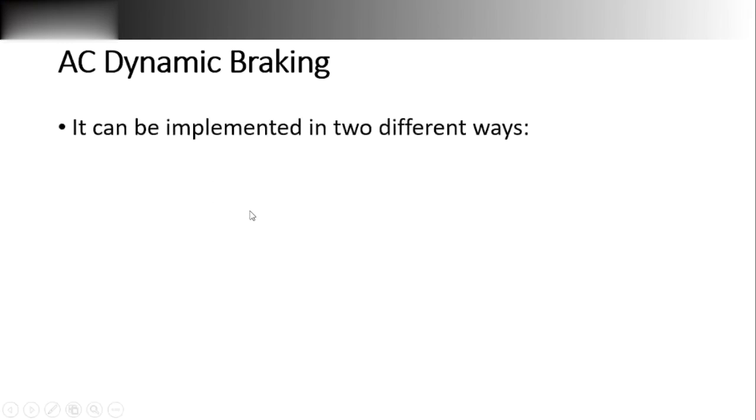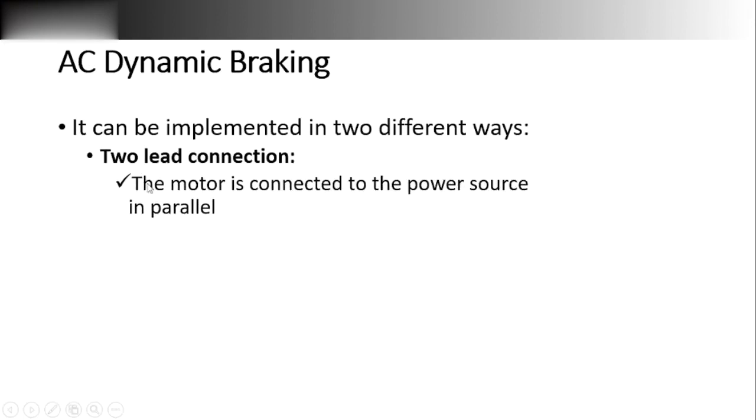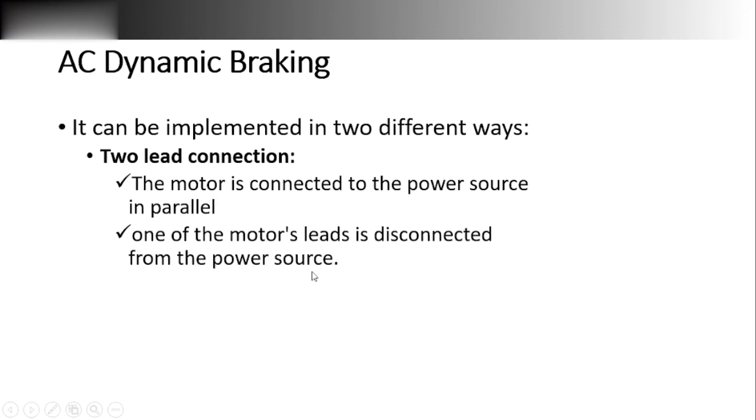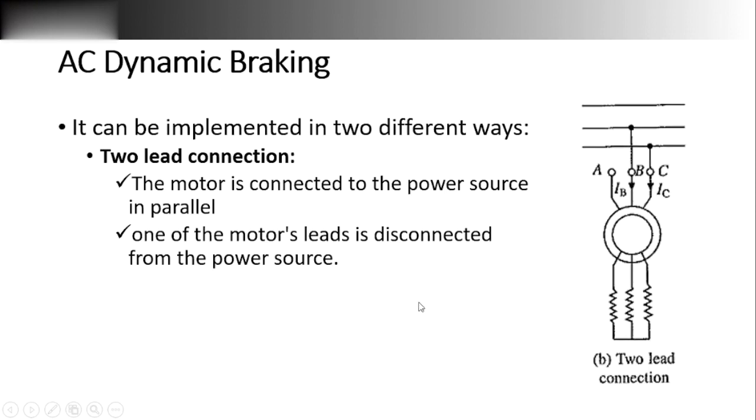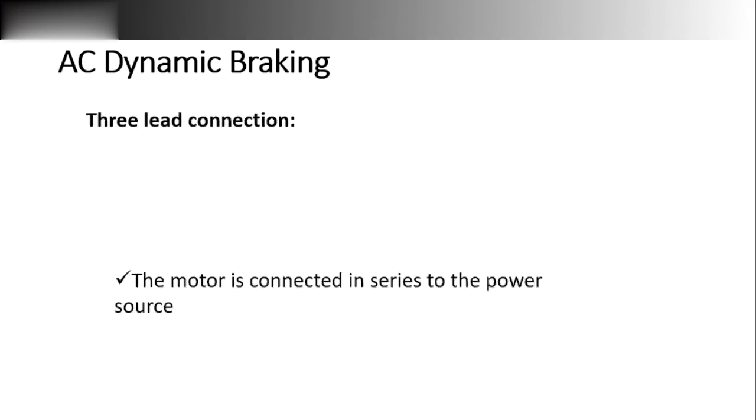Now, AC dynamic braking can be implemented in two different ways, one of which is the two-lead connection. In the two-lead connection type, the motor is connected to a power source in parallel manner, and one of the motor leads is disconnected from the power source. As we can see in the diagram on the right, lead A is completely open, no source is connected there, whereas only two of the leads, B and C, are connected to the single phase.